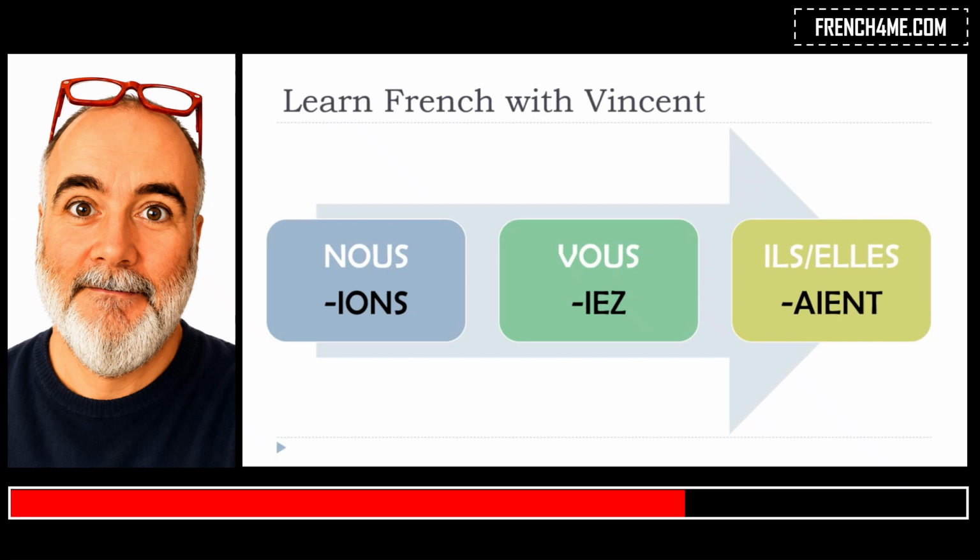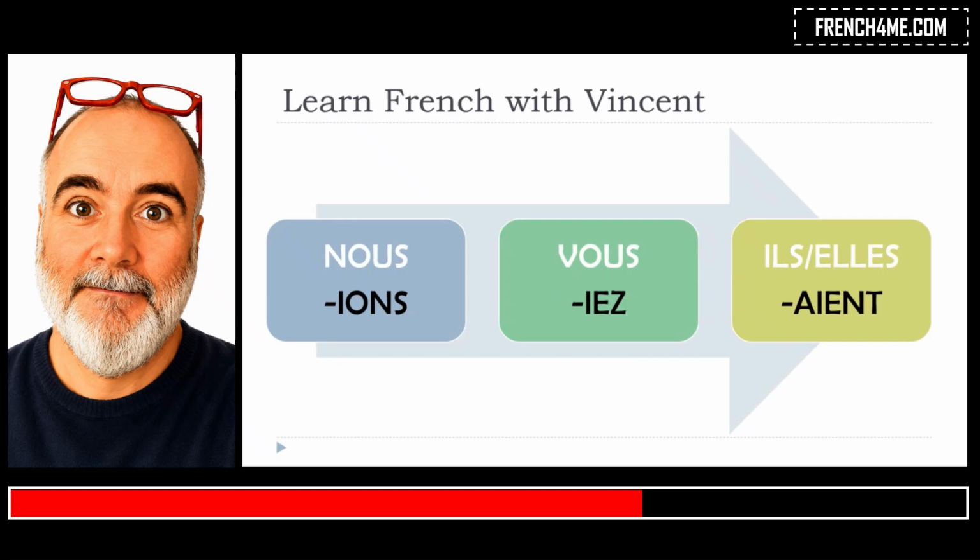Be careful. Students tend to make a lot of mistakes with these forms. So remember, you've got a lot of letters, but you only pronounce it é. So one more time. For nous, it will be yon. For vous, it will be yé. And then for ils, elles, it will be é.